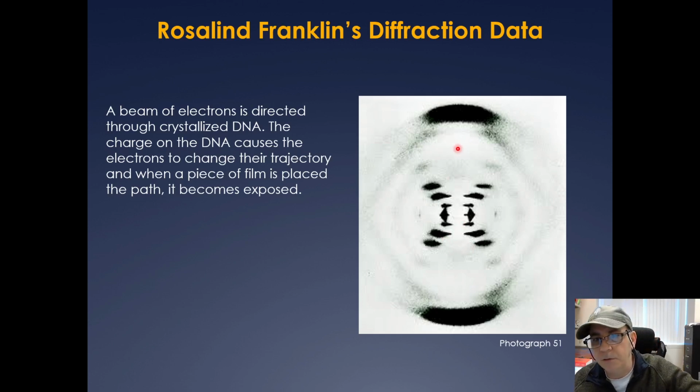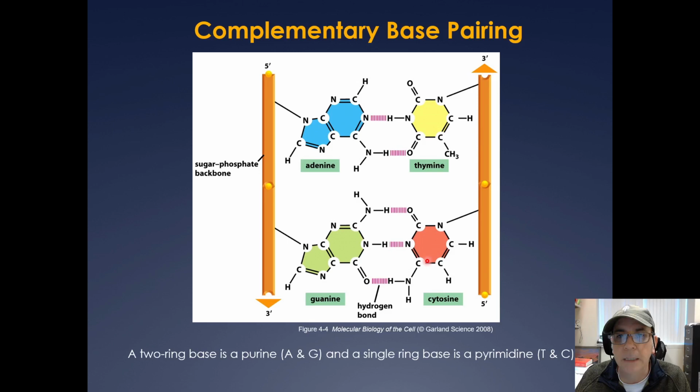Okay, and then she put a piece of film in there and was able to see where the electrons were hitting as they were being bent. Okay, and so if you look at this, you can almost see here that you have your major groove here and also a minor groove that makes up the double helix.